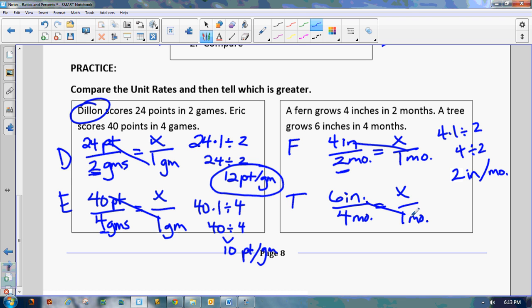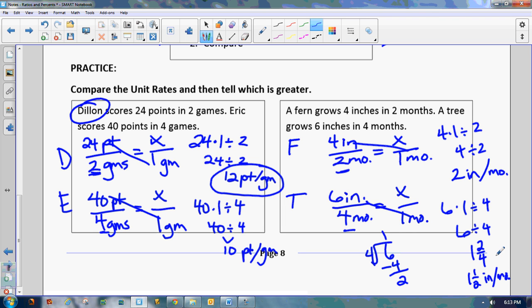Here for the tree, 6 times 1, divide what's opposite the variable. 6 times 1 is 6, divided by 4. 6 divided by 4. If you can't do that in your head, you can always do it long division or use your calculator. It goes in once. 2 left over. So that's 1 2/4. That can simplify to 1 1/2. So it grows 1 1/2 inches per month.